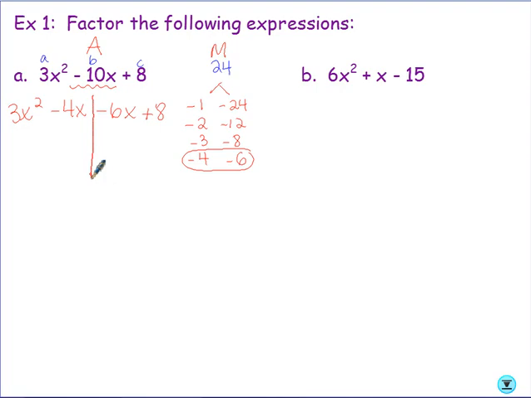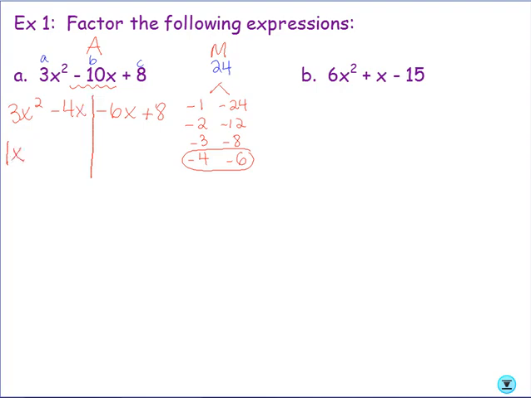GCF is what do they have in common? So first question, what can 3 and 4 both be divided by? The only answer is 1. However, they have more stuff in common. This guy has an x and this guy has an x. Specifically, this one has 2 x's, but this one only has 1 x. So what they both have in common is an x. So I'm going to write an x down as well.